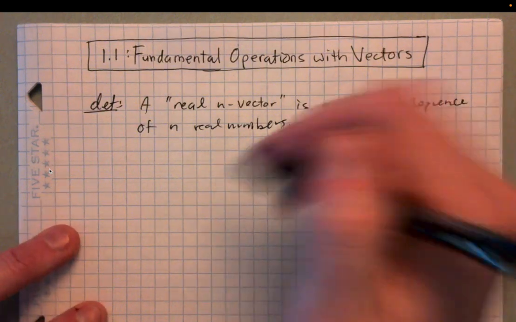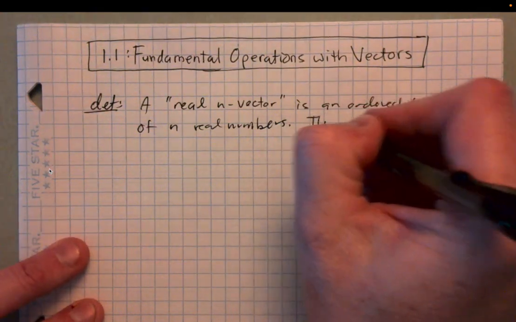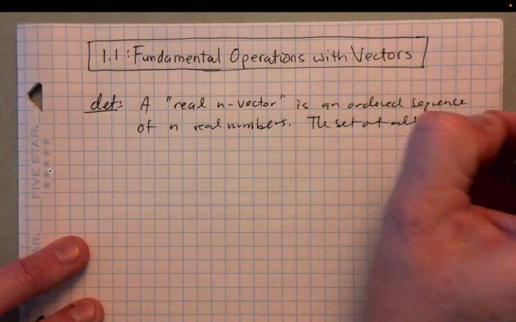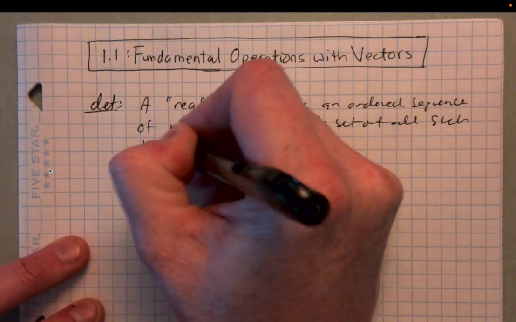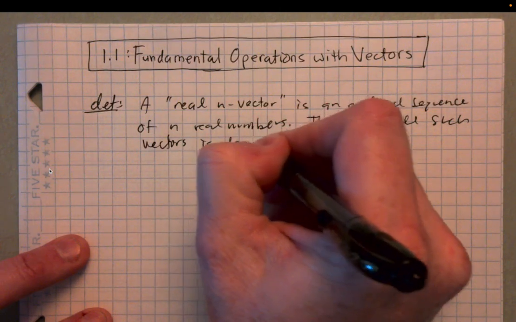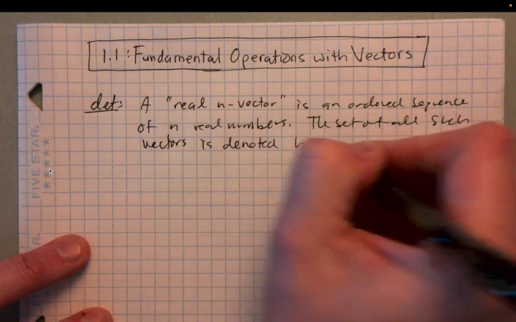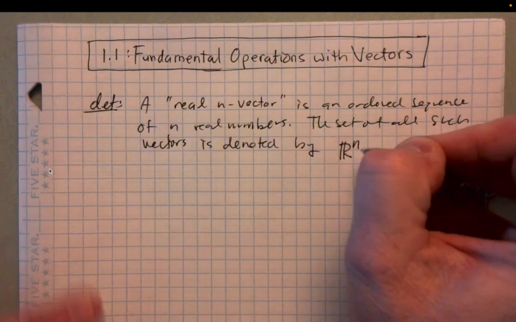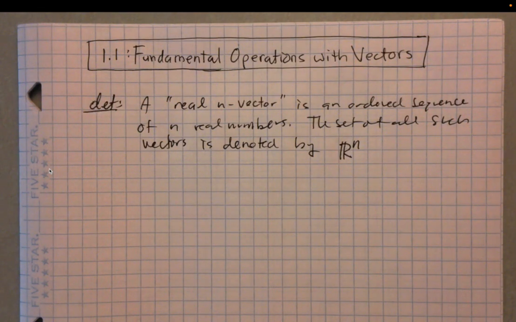The set of all such vectors is denoted by this symbol, R to the n power. So Rn, this is typically just referred to as Rn, right? But this is the set of all real n vectors, of dimension n, right?